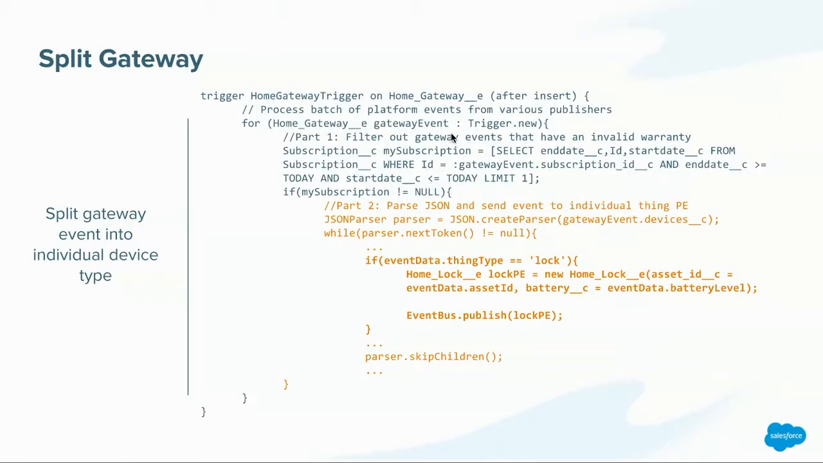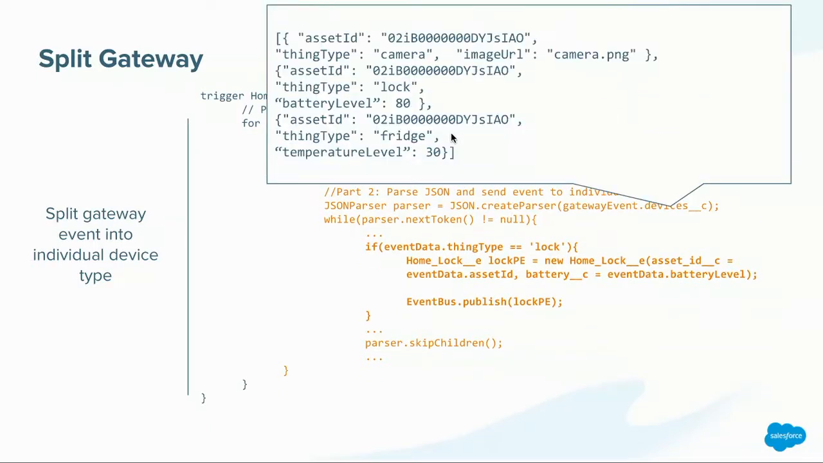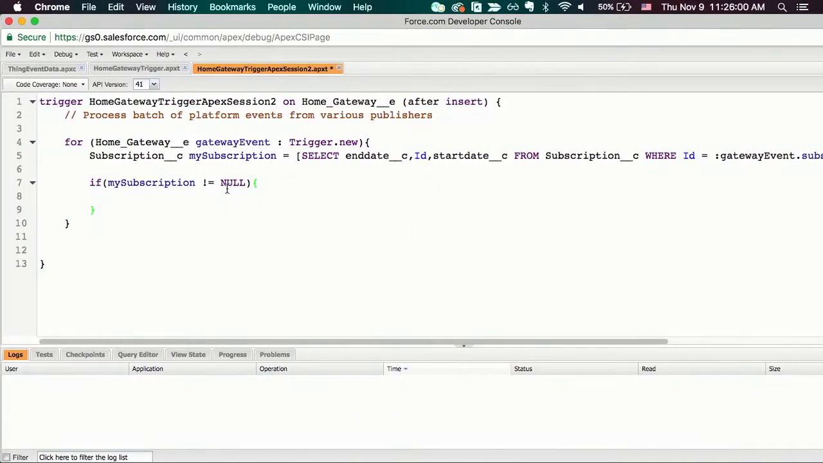So what we're doing in this code is splitting up that gateway event, that serialized JSON string. First, we're parsing it using the JSON parser that's available in Apex. Then we're iterating through all of the objects contained in this field, and pushing those individual objects into their own platform events. So that's what I'm going to get started with here. Again, I'm going to switch back to my developer console. Now we have each individual gateway event, and we're going to pull the devices field from that gateway event and parse it from there.